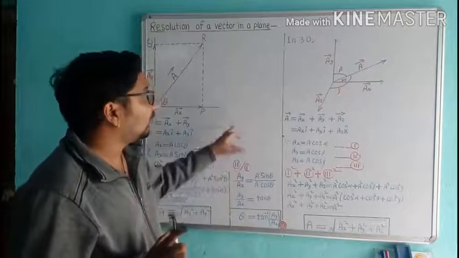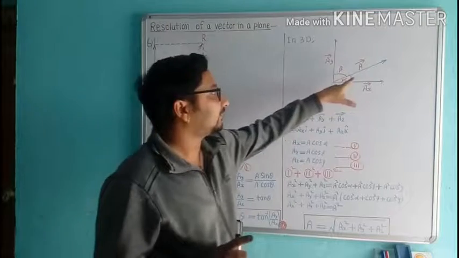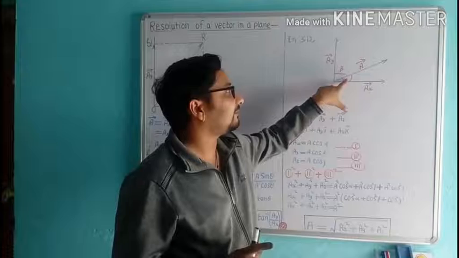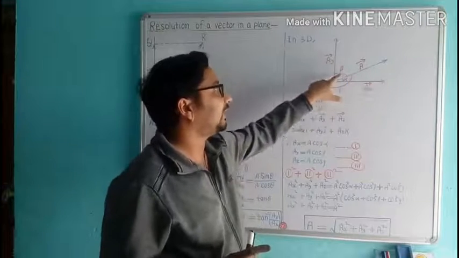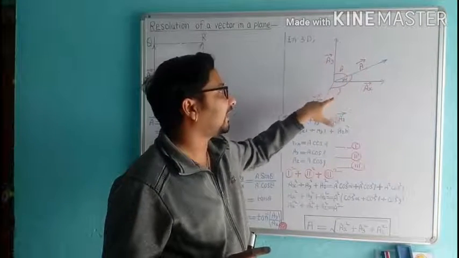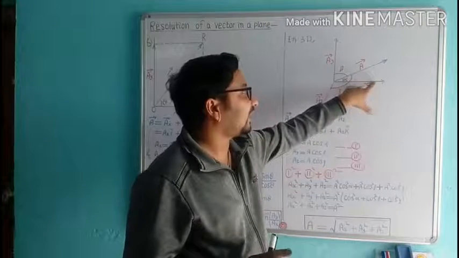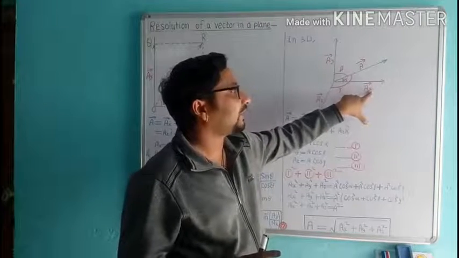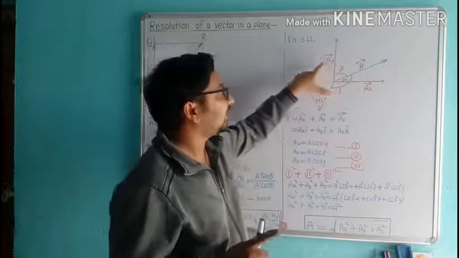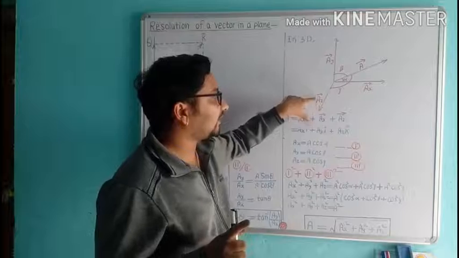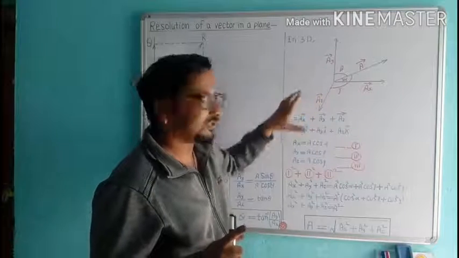Now, in three-dimensional case, suppose this is vector A which makes alpha angle to the x direction, beta angle to the y direction and gamma angle with the z direction. And Ax vector is the component of vector A in x direction, Ay vector is the component of A in y direction and Az vector is the component of vector A in z direction.